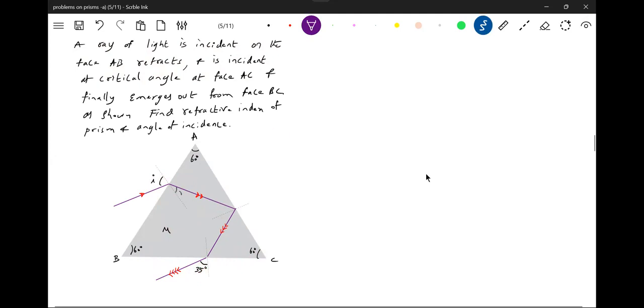Let this be R1, R2, R3. These are the angles. Now this R1 plus R2 should be equal to 60. Already we have worked that out.